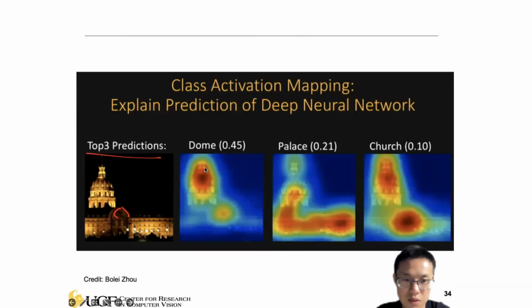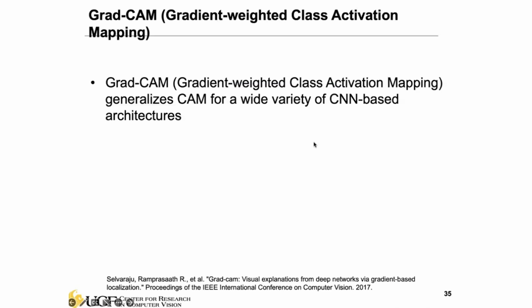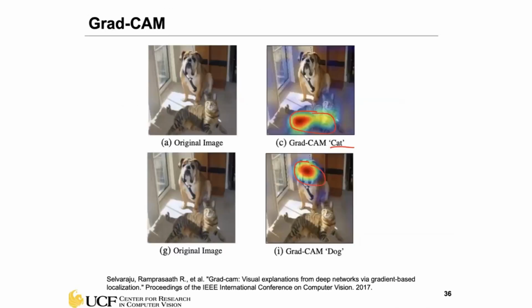And this is how the network is focused on different regions to get the corresponding prediction. And we also talk about the improved version, right?